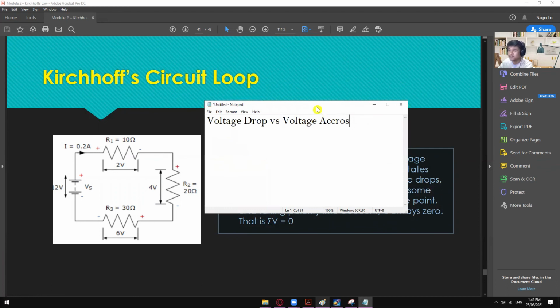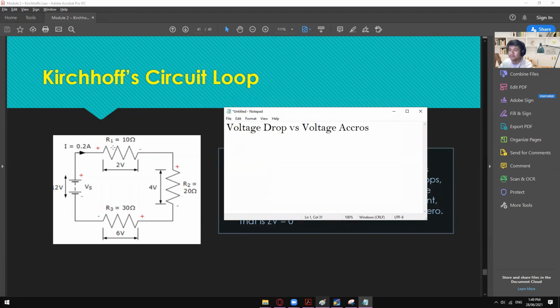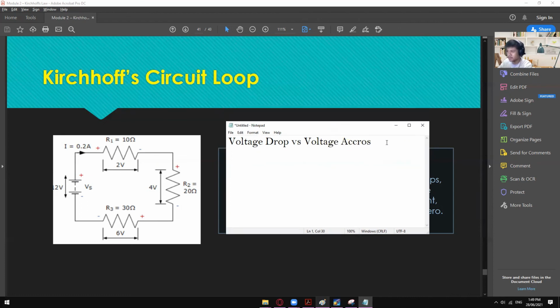So voltage drop is the voltage that this component accumulated. The same with the voltage across. So this one is much more straightforward, since the voltage across this resistor is 2 volts, and this one is 4 volts, and then this one is 6 volts. So if you're hearing alternating words when it comes to voltage drop and voltage across, they are actually the same. Just to avoid confusion when it comes to those terminologies, drop and across.